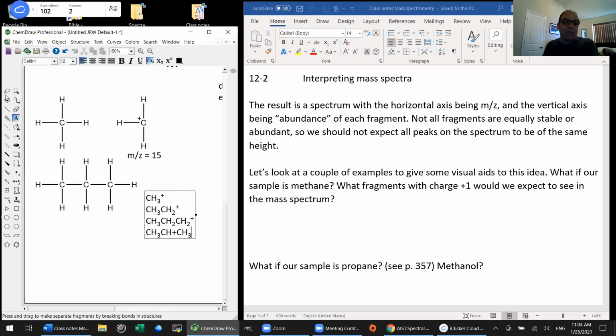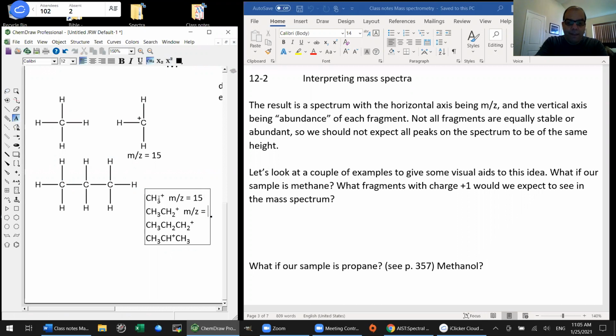And of course, as you recall, carbocations can rearrange, so likelier than not, pretty much all of the n-propyl cation is going to rearrange to isopropyl anyway, which doesn't matter because they have the same weight. So we would expect to be able to see the methyl cation at 15 AMUs, the ethyl one at 29, because it's 2 carbons, 2 times 12 is 24, and 5 hydrogens, 24 and 5 is 29.